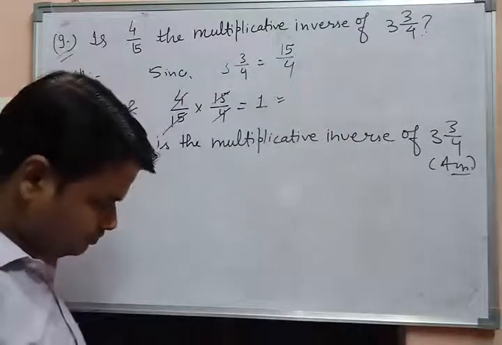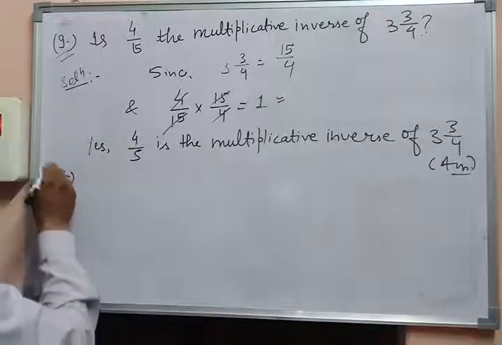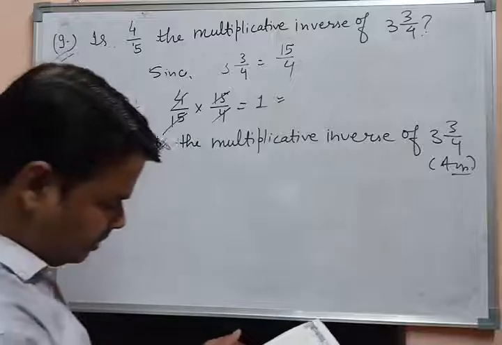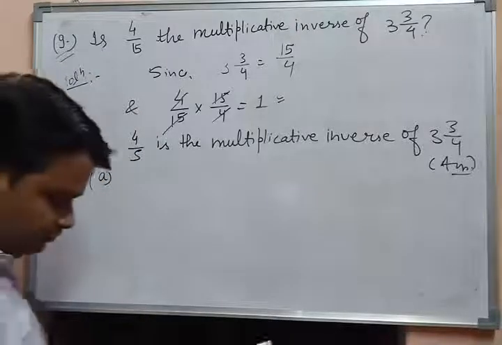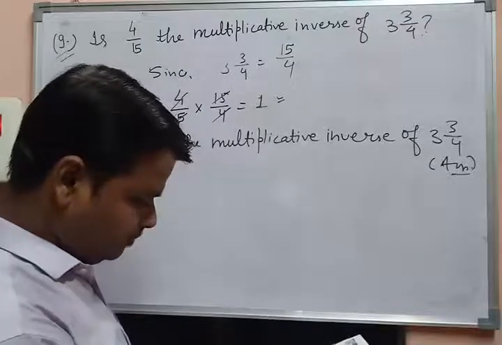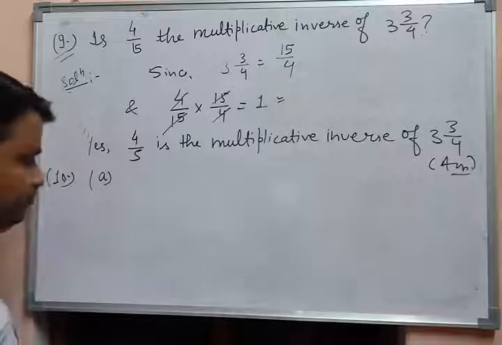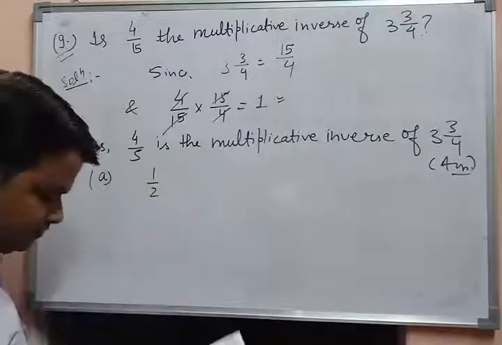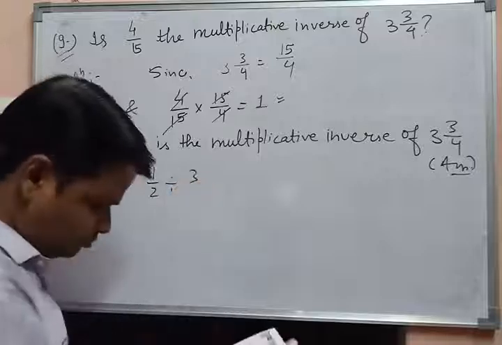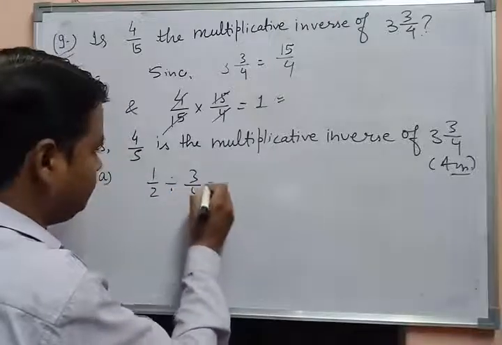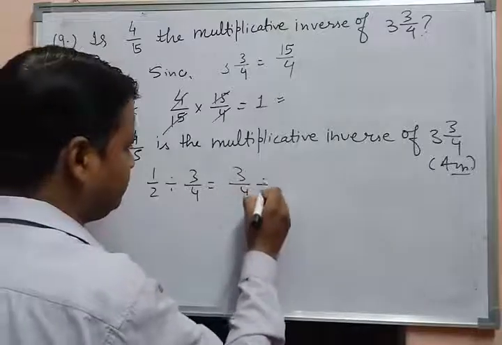Now we have to move on. Question number 10. It is saying, are the following true? You have to write, if both sides are the same, then the answer is true. 1/2 divided by 3/4 is equal to 3/4 divided by 1/2.